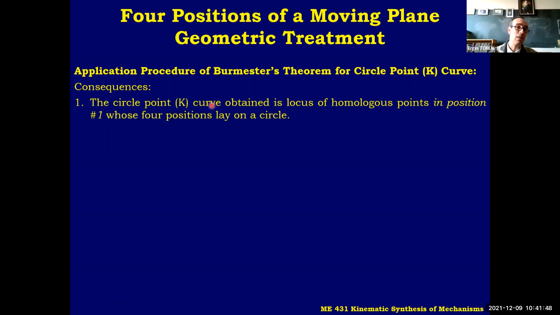So number 1, the circle point or K curve, or Burmester's K curve, is the locus of homologous points in the positions you use for the image pole quadrilateral, which for our case was 1, whose 4 positions lie on a circle. So I think this is clear.